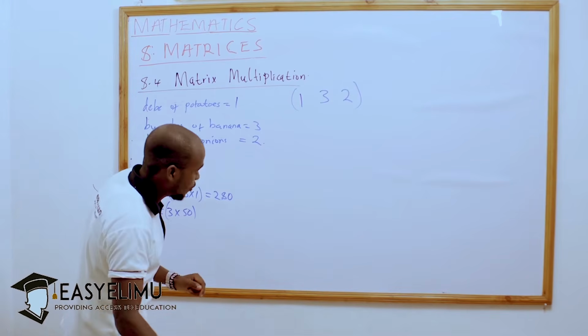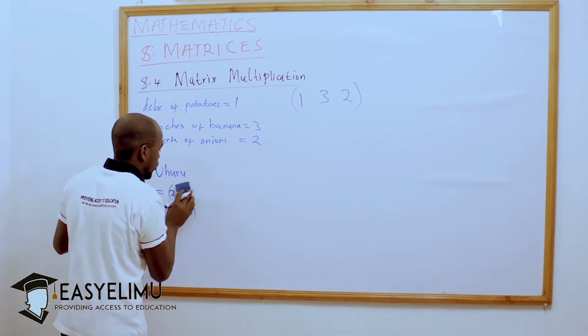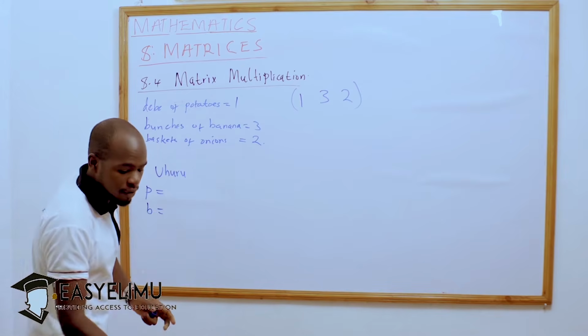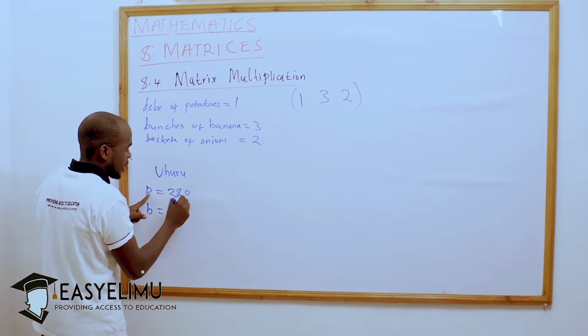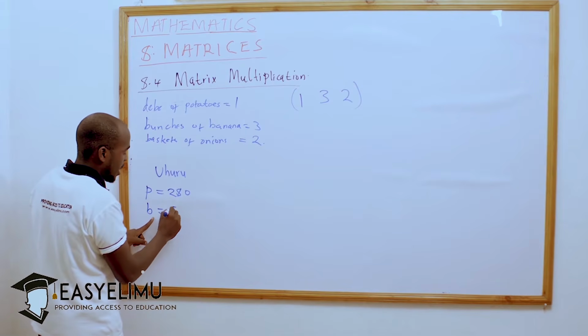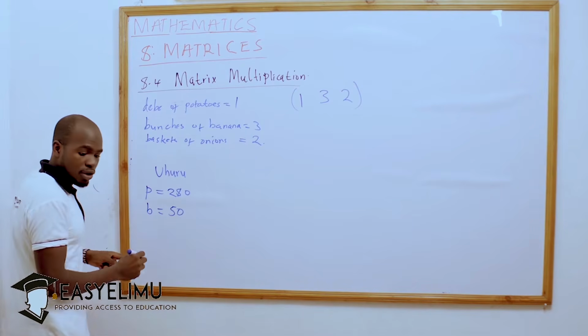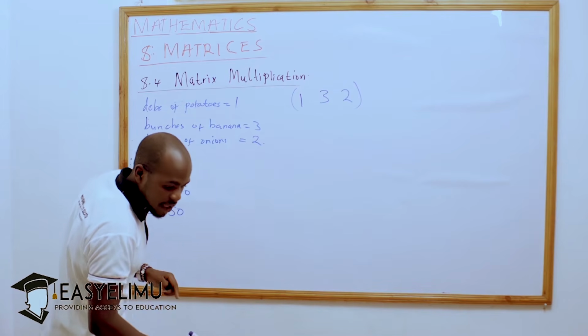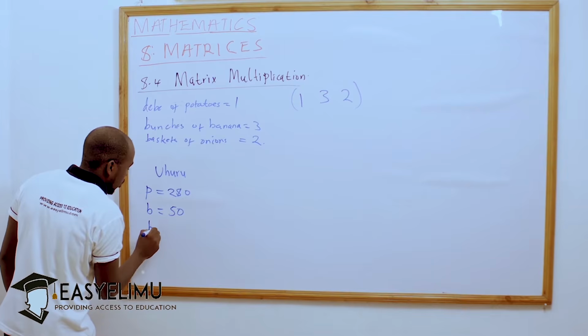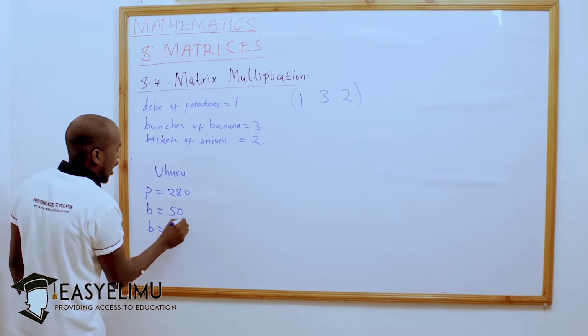Actually, let me first, before doing that, just give out what we have. Per debe of potato, we have been told is 280. And for a bunch of banana is 50. And that of a basket of onion, we were told is 100 shillings each. So for a basket of onion, we are going to have 100.